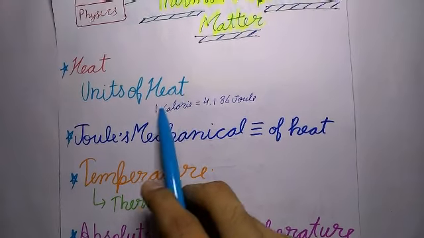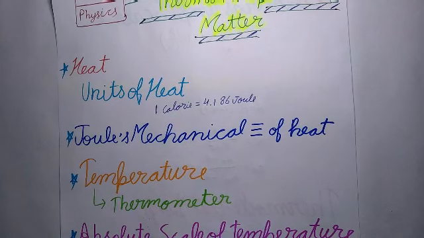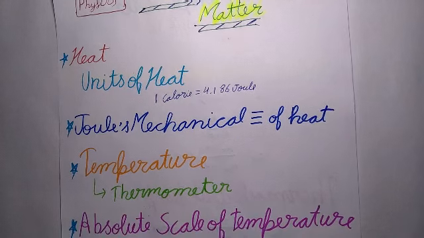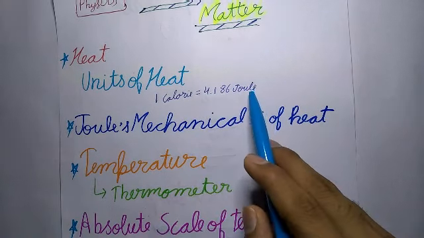Next is units of heat. Calorie is the CGS unit of heat. 1 calorie is defined as the heat energy required to raise the temperature of 1 gram of water from 14.5 degrees Celsius to 15.5 degrees Celsius. Like all other forms of energy, the SI unit of heat is joule. 1 calorie is equal to 4.186 joule.